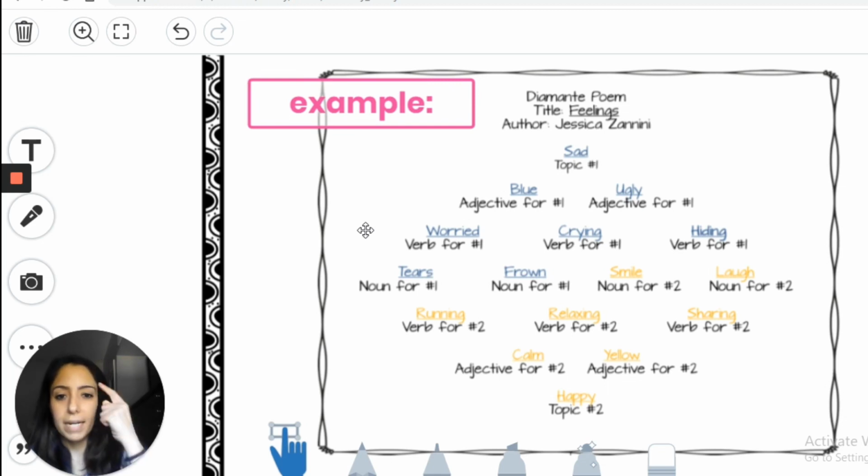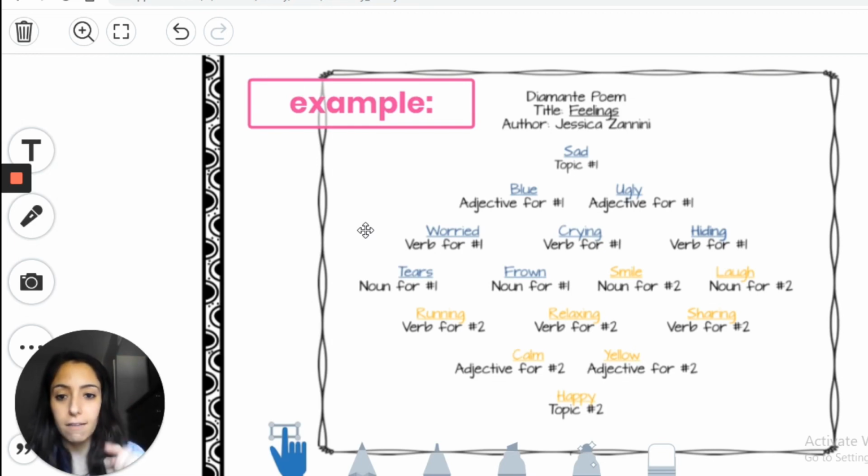So going back to the top, right? 1 word, 2 words, 3 words, 4 words. And then it goes back down, 3, 2, 1. So notice that the number of words increases per line, then goes back down to make that diamond shape. We have the first line is a topic. The second line is 2 adjectives to describe the topic. The 3rd line is 3 verbs to describe the topic.